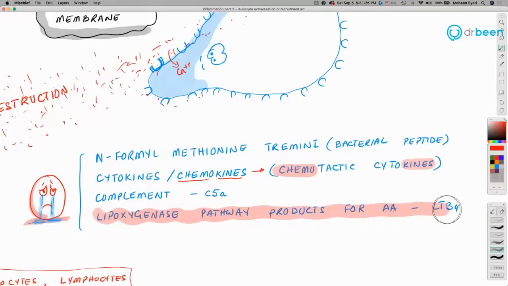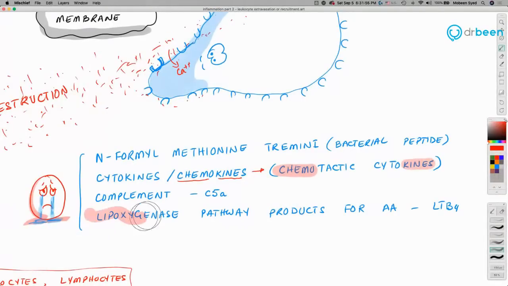Lipoxygenase pathway products, for example, leukotriene B4. Where does this come from? Remember, we had one more discussion in case of aspirin. We did this, that in the cell membrane of a damaged cell or stressed cell or platelet, for example, the arachidonic acid pathway is activated, which would then cause either cyclooxygenase or lipoxygenase enzymes to become active, and eventually will make leukotrienes and prostaglandins and prostacyclines and so on.